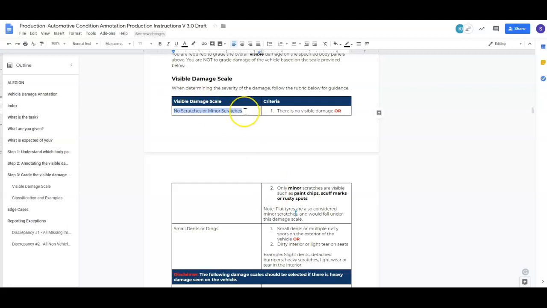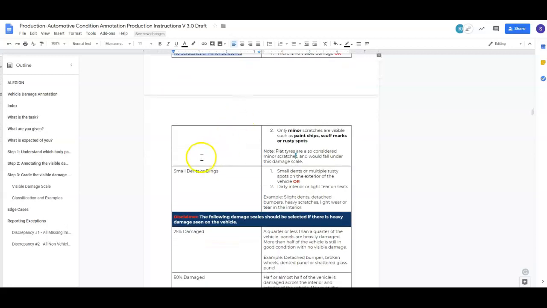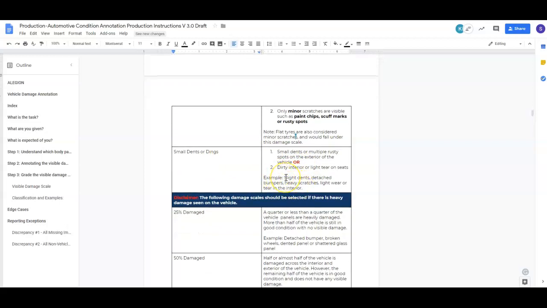Now the second category that we want to look at is small dents or dings. Any small dents or multiple rusty spots on the exterior of the vehicle are considered small dents or dings. As for the interior, if the interior is dirty, or if there are light tears on the seat, I say light tears, if there's a huge hole in the seat, that is no longer a small dent or tear. Here are some examples. So you have a slight dent.